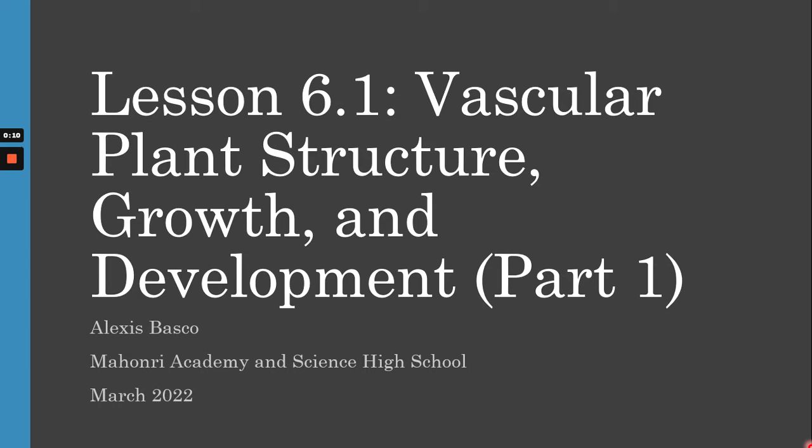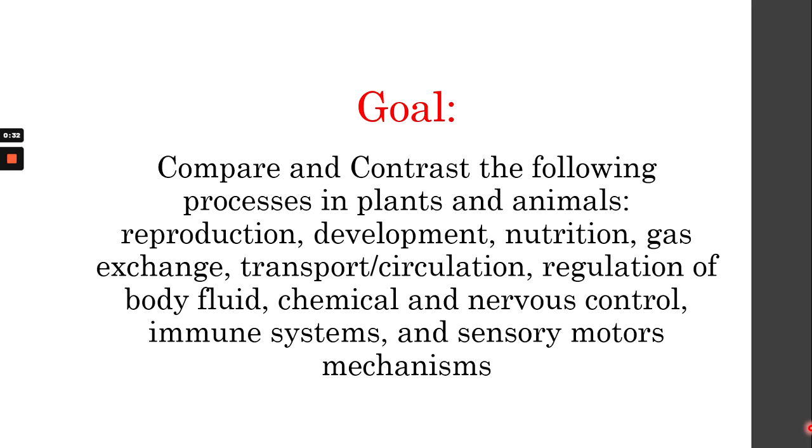Today we are going to start our discussion in lesson 6, beginning with the first part of 6.1. We are going to discuss the structure of various vascular plants as well as their growth and development. At the end of today's lesson, you should be able to compare and contrast the following processes between plants and animals: their reproduction, development, nutrition, gas exchange, transport, circulation, regulation of body fluids, chemicals and nervous control, immune systems, and sensory motor mechanisms.